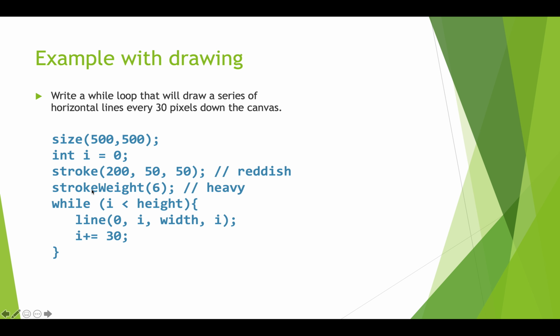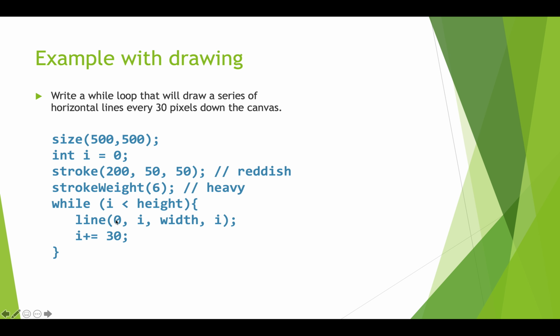We're going to set up some drawing stuff, red heavy line, and then we say while i is less than height, because we don't want to keep drawing lines below the bottom of the canvas, and the bottom of the canvas is defined by height. So while that's true, we're going to draw a line from 0, i, which is the left side of the canvas, and i pixels down, to width, i, which is the right side of the canvas, i pixels down. So this draws a horizontal line.